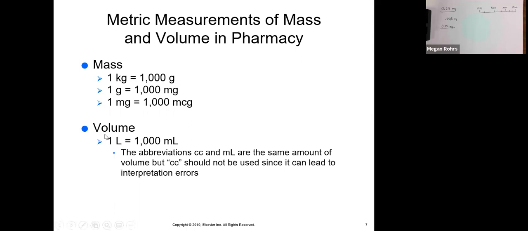1 liter is also equal to 1,000 milliliters. It is important to note, sometimes you see medications written in cc's, which cc stands for cubic centimeter. 1 cc is equal to 1 milliliter. So we just want to make sure that we are using milliliters rather than cubic centimeters when it comes to interpreting the SIGs or the directions for our patients on our prescriptions.